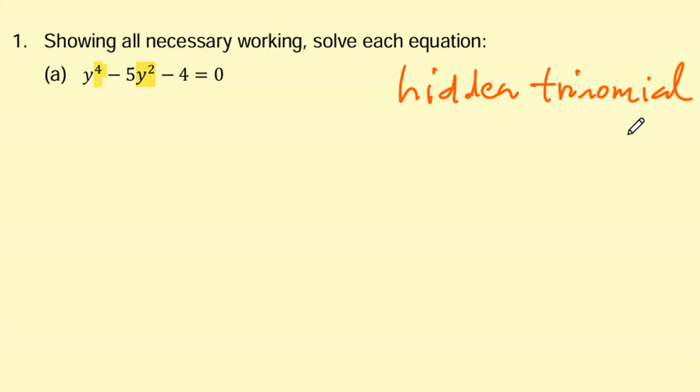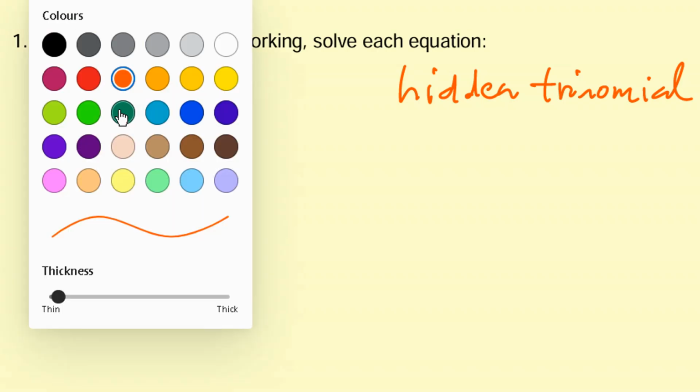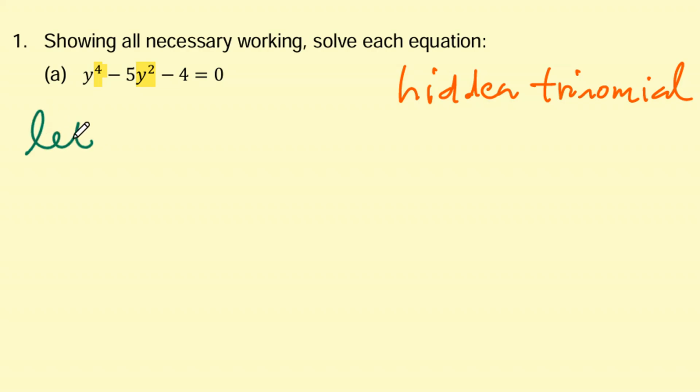A hidden trinomial. And when we have a hidden trinomial, we can use k-substitution. We look at the middle term, which is negative 5y squared. So we make the variable in the middle term here equal to k. So we're going to let k equal y squared. Now we substitute it into the equation.